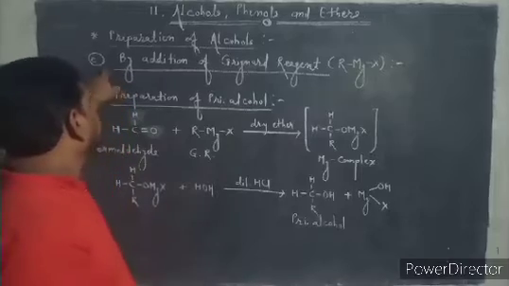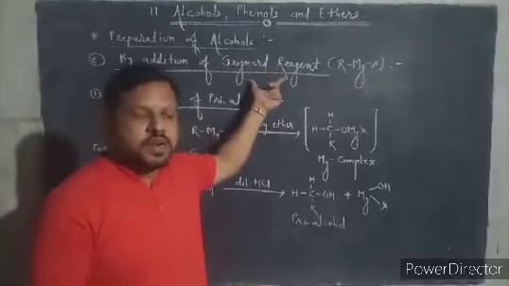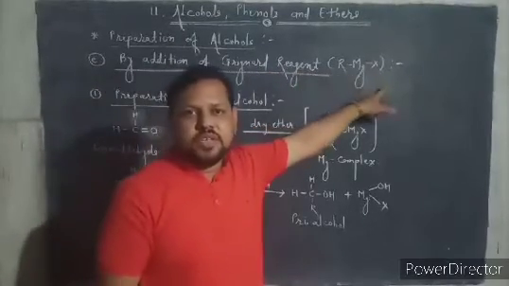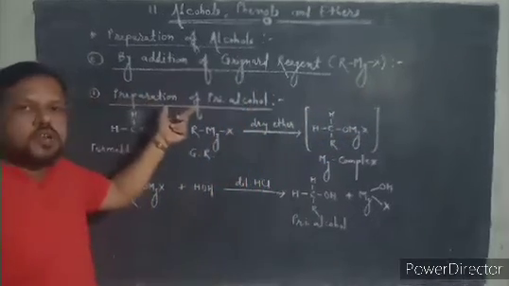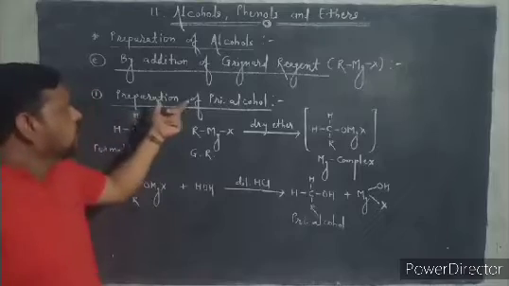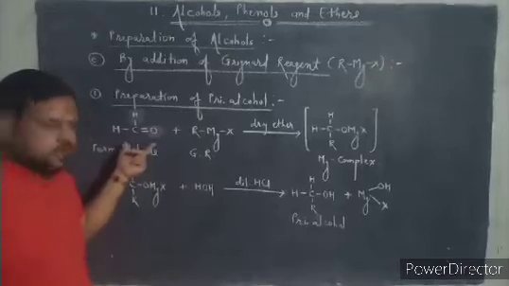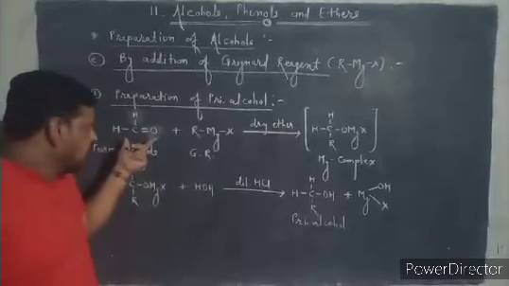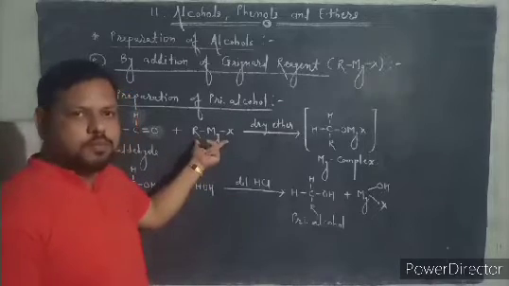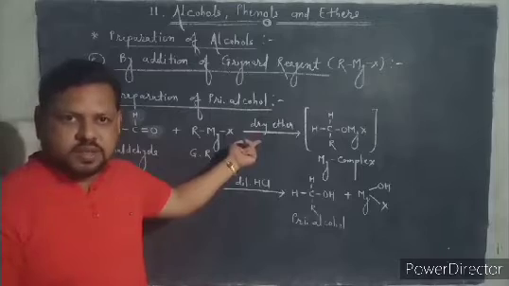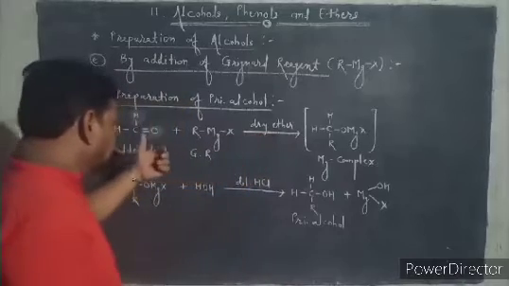Then next preparation by addition of Grignard reagent. As you know, Grignard reagent is the alkyl magnesium halide, RMgX. See here, first preparation of primary alcohol. This primary alcohol is prepared from formaldehyde, this is an example of aldehyde. This formaldehyde reacts with Grignard reagent RMgX in presence of dry ether. Then it gives a magnesium complex. See here how it is prepared.